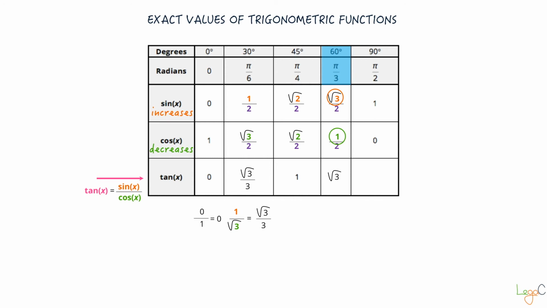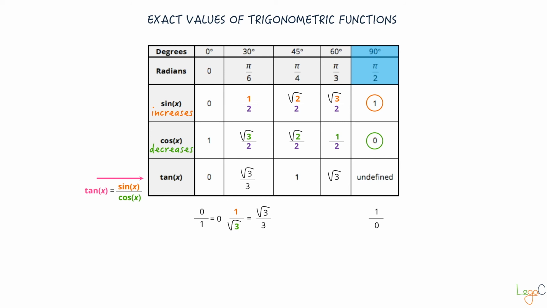For an angle of 90 degrees, or pi on 2, we have 1 divided by 0. As you already know, 1 divided by 0 is undefined. So tan 90 degrees is undefined.